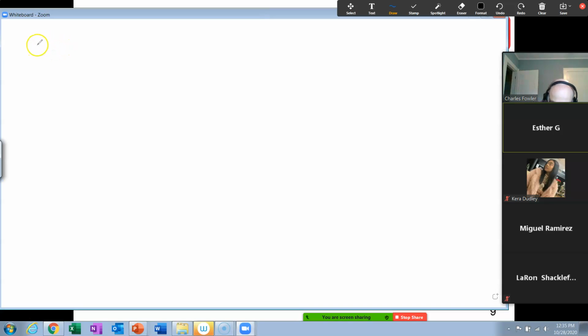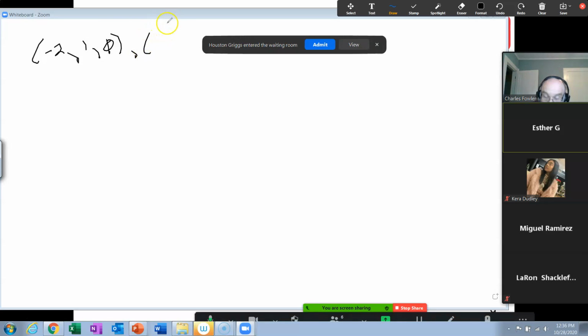Find a set of parametric equations of the line that passes through the points. Here's the first point: -2, 1, 0. There's a point in space. Here's a second point.